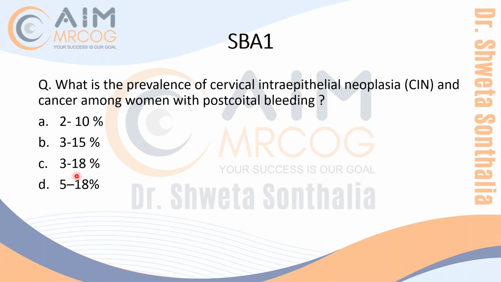So the answer is C. There is nothing, this is just a remembrance. So the answer is C, 3 to 18% is the risk of CIN. So don't think that all postcoital bleeding are cancer. It is only 3 to 18%. So just keep a rough idea. So approximately if you take an average, it will be coming 10%. 2 to 10% is a range. 3 to 18% is a range. So the answer is 3 to 18%.